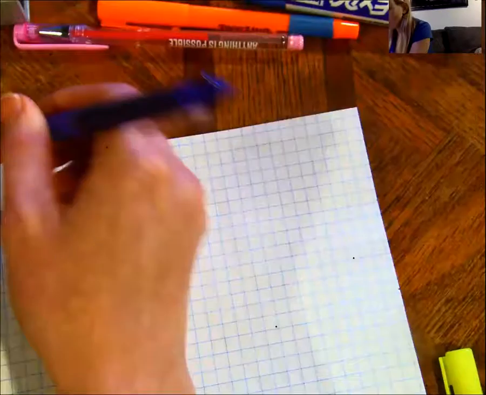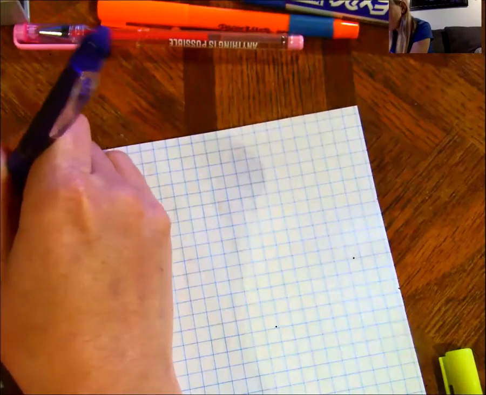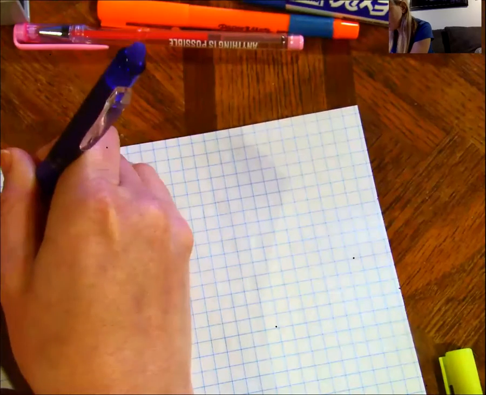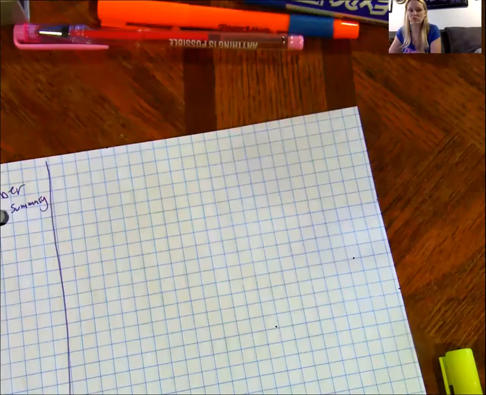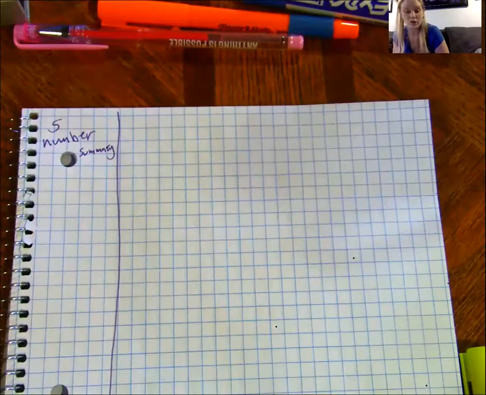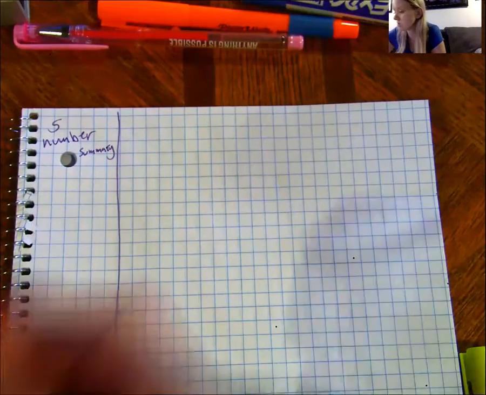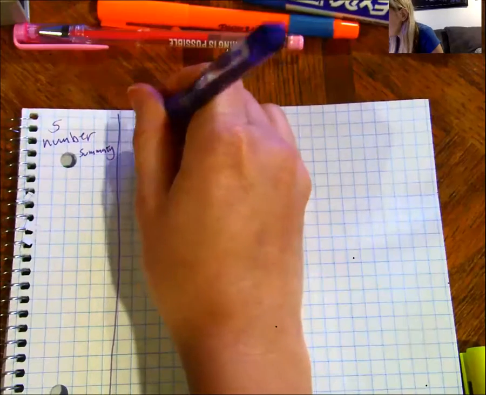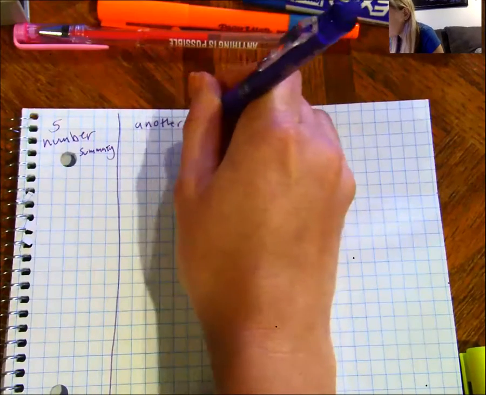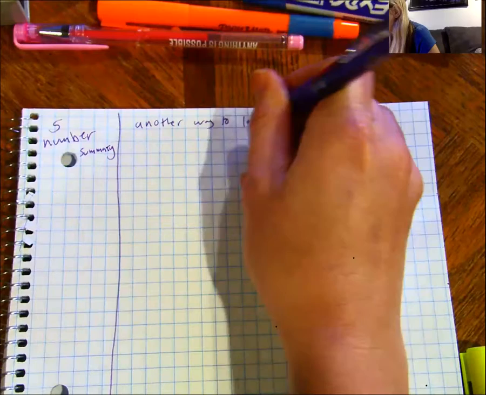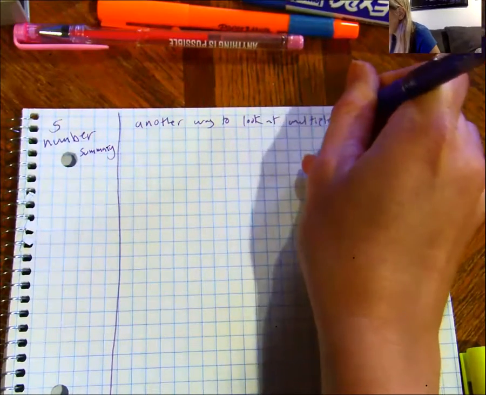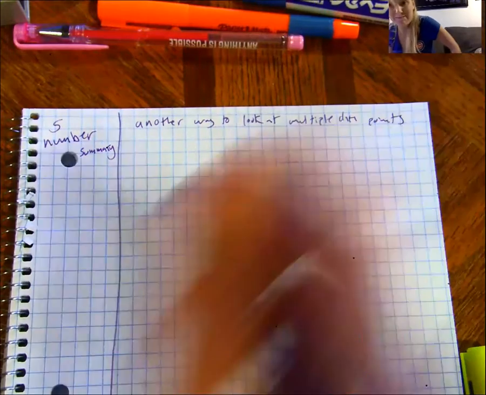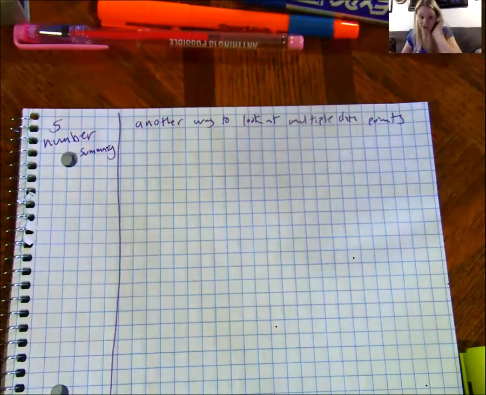A 5-number summary is just another way to look at data. It groups and clumps your data, so it's another way to look at multiple data points. It's pretty simple the way it sounds, but I'm going to talk you and work you through it, so never worry about that. I'm always here to help you.